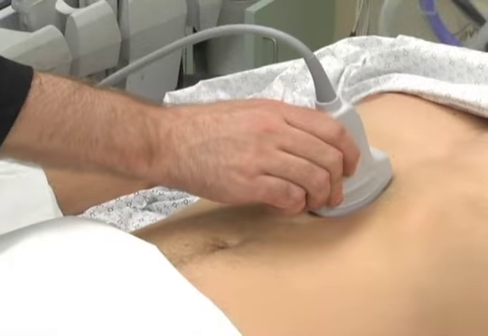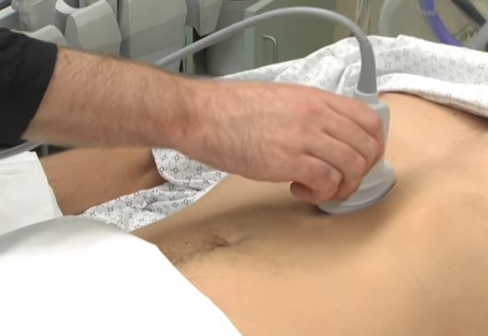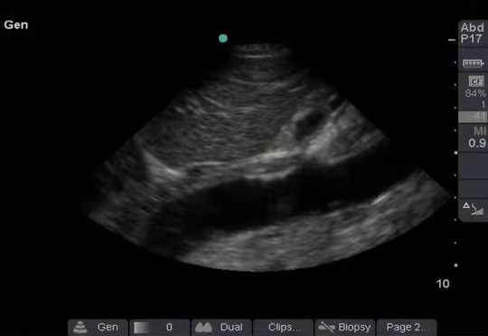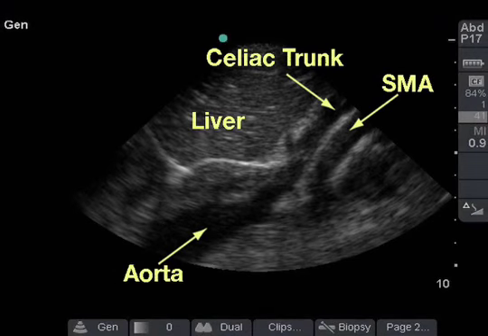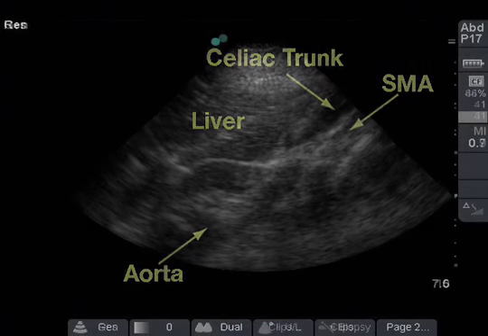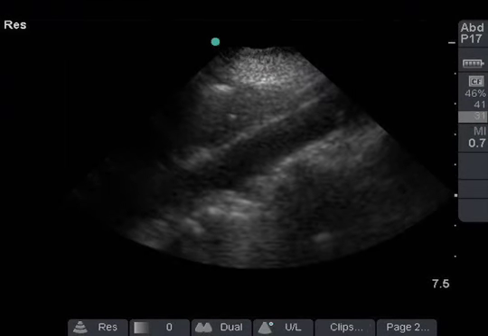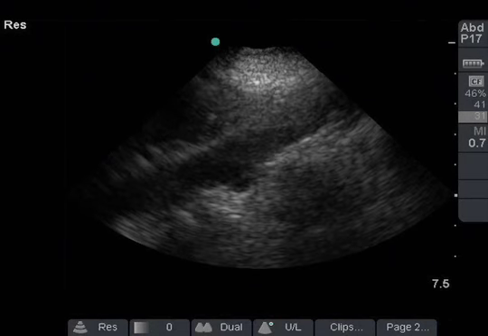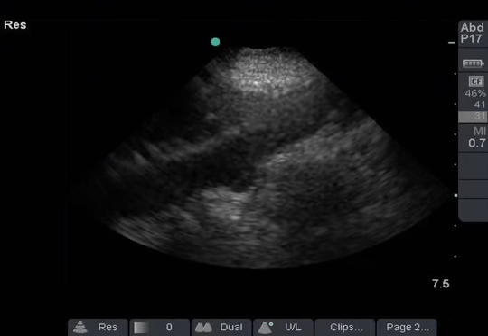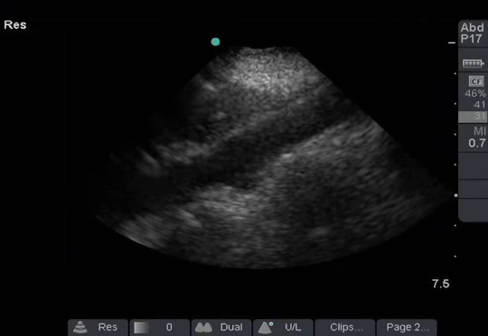The aorta should be examined in the longitudinal plane throughout its length. This view will allow for visualization of the superior mesenteric artery, or SMA. Notice that the aorta gradually moves anteriorly as you descend from xiphoid to bifurcation. This is due to the natural lordosis of the spine.